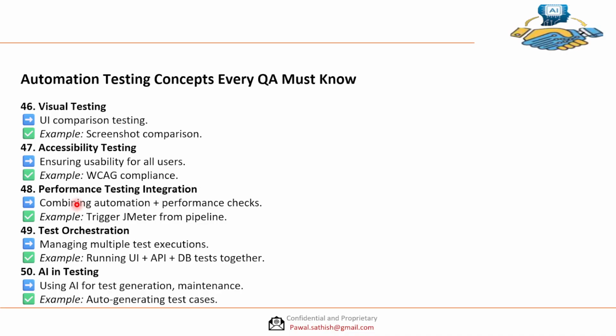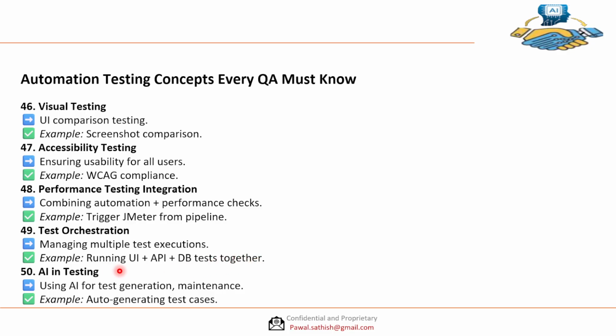Then performance testing integration. It's a combination of automation and performance checks, like triggering JMeter from the pipeline. Then test orchestration. Managing multiple test executions, like running UI plus API plus DB tests together.